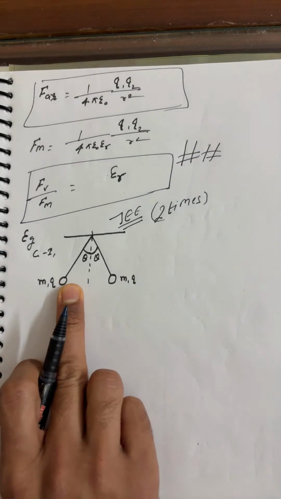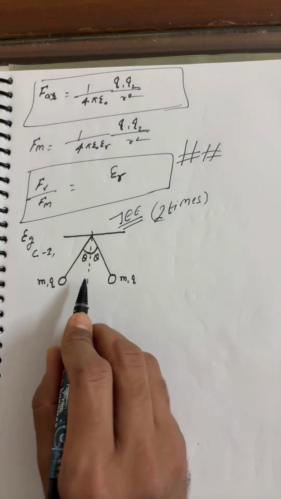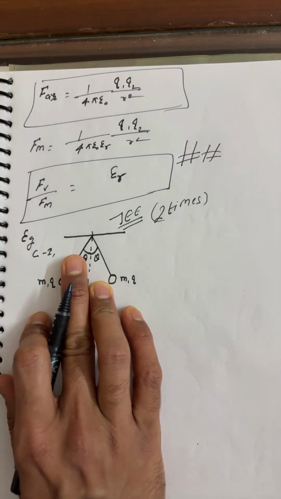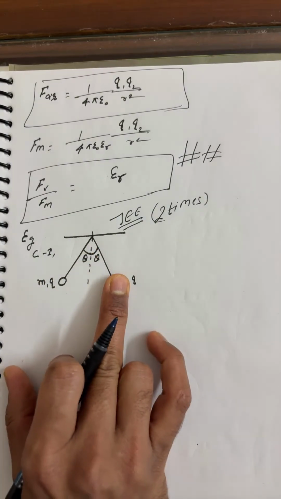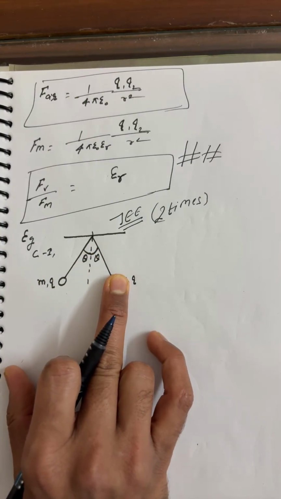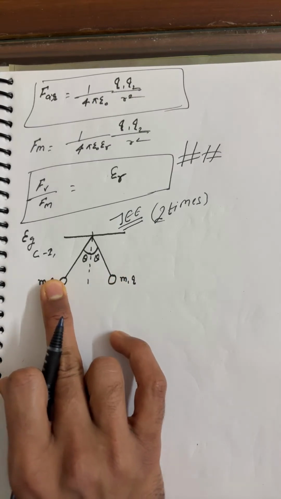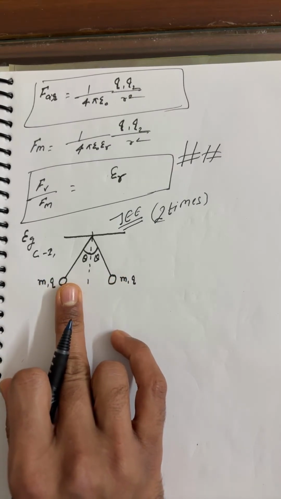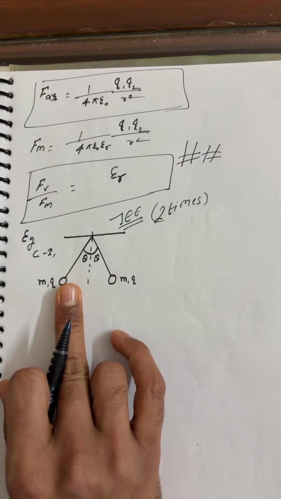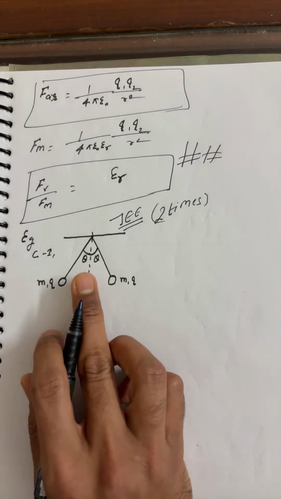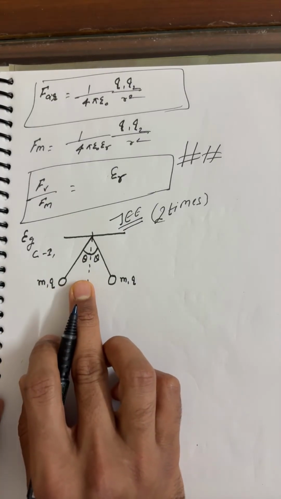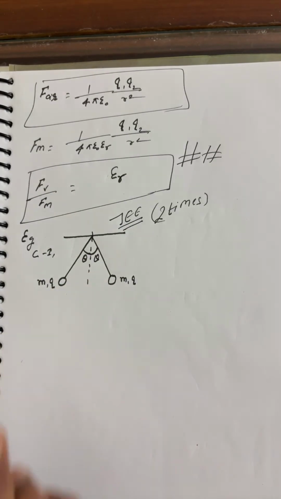Now have a look at the question. You can see the system remains in equilibrium. This pendulum also makes angle theta from the vertical. Mass m, charge q, mass m, charge q. The system is initially in equilibrium.